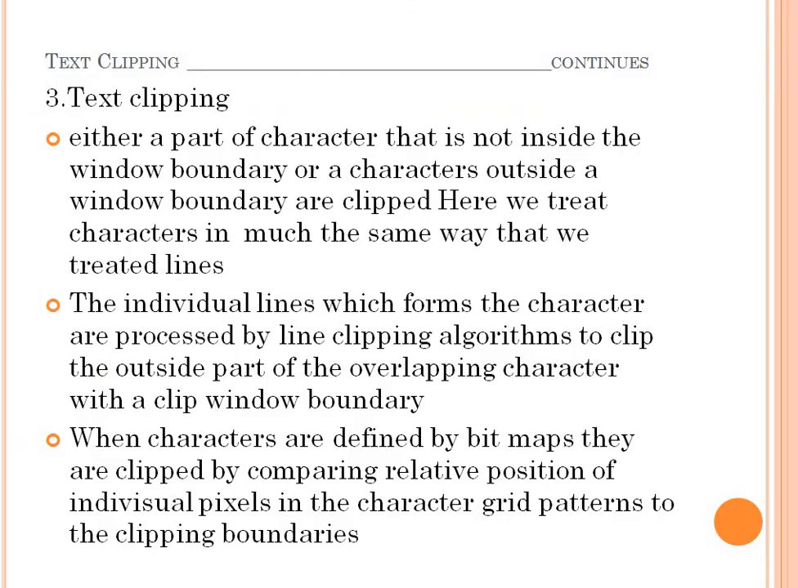So here is the third type, that is text clipping. In this text clipping, the part of a character that is not inside the window boundary, or characters outside the window boundary, are clipped. Here we treat the characters in much the same way as lines. The individual lines which form the character are processed by a line clipping algorithm to clip the outside part of the overlapping character with the clipping window boundary. When the characters are defined by a bitmap, they are clipped by comparing the relative position of the individual pixels in the character's grid pattern to the clipping boundaries.